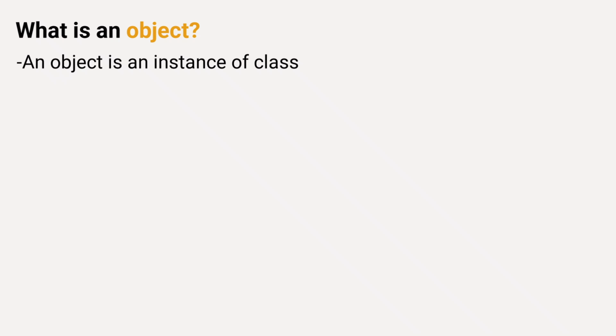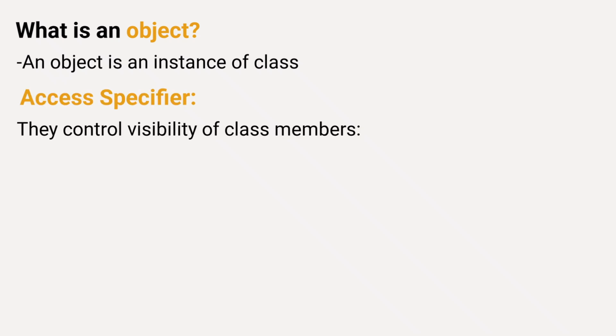There are some access specifiers. They control the visibility of class members. Public, accessible from outside the class. Private, accessible only within the class, default. Protected, accessible in derived classes, used in inheritance.